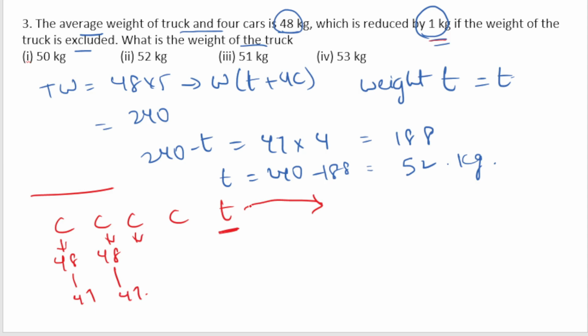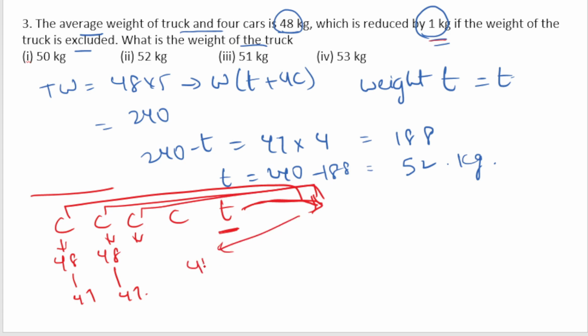48 becomes 47. So when the truck is leaving the group, it has taken 1 kg from all the 4 cars. So it has taken 4 into 1, 4 kgs in total. So the weight of truck is 48 plus 4. It is 52 kgs. It is second option.